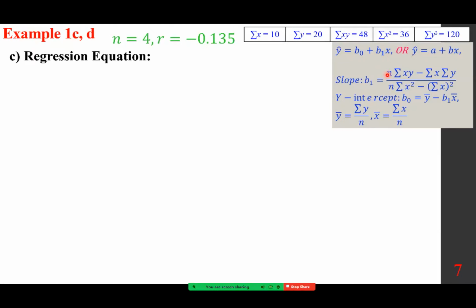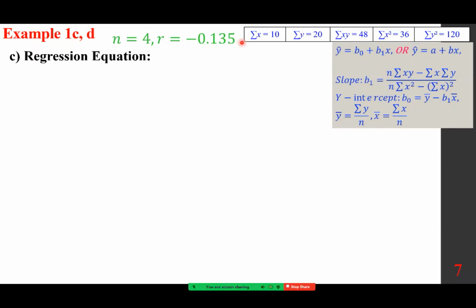The slope b1 is n summation of xy minus summation of x times summation of y, over n summation of x squared minus the quantity summation of x, squared. The y-intercept b sub 0 is y bar minus b1 x bar. Y bar is summation of y over n. X bar is summation of x over n. These are some formulas. So if we want to calculate b1, we use this formula.